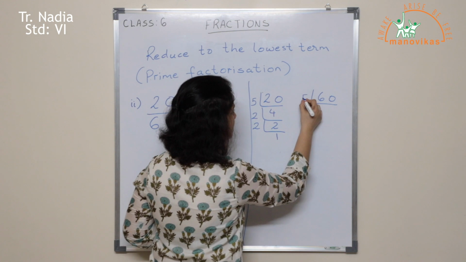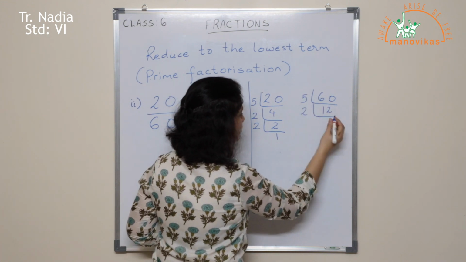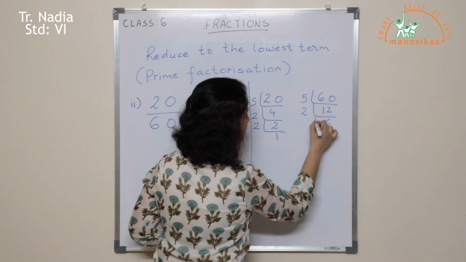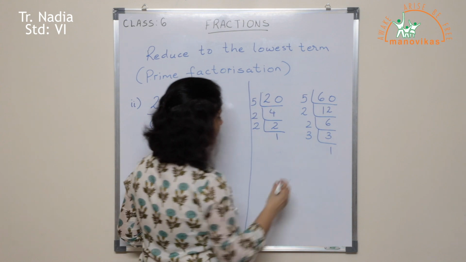Here also I am going to make use of the 5 table. 5 12s are 60. Then I will make use of 2. 2 6s are 12. 2 3s are 6. And finally 3 1s are 3.